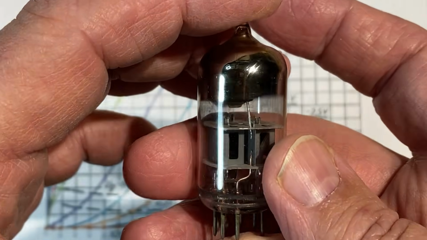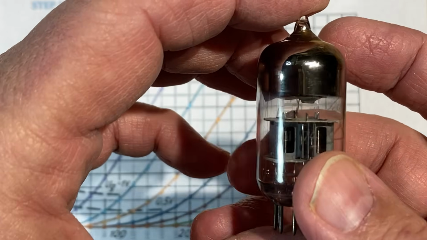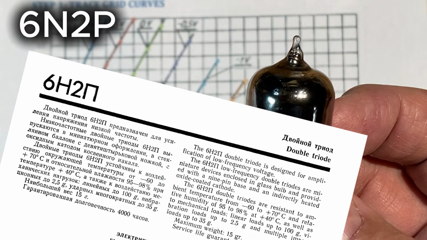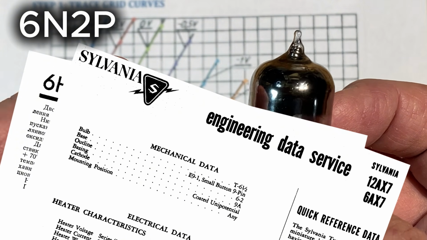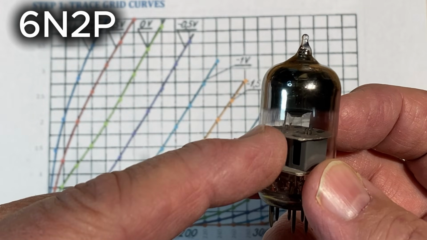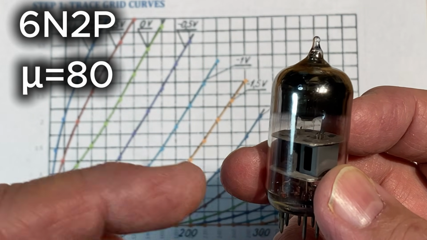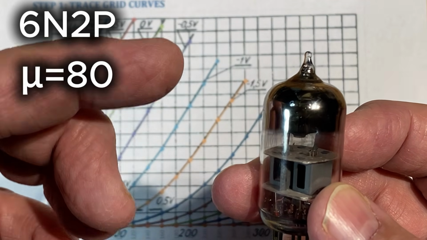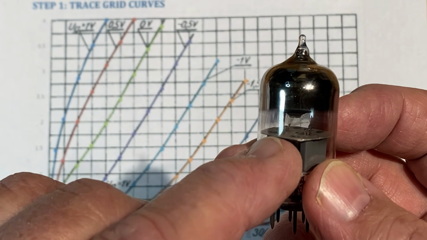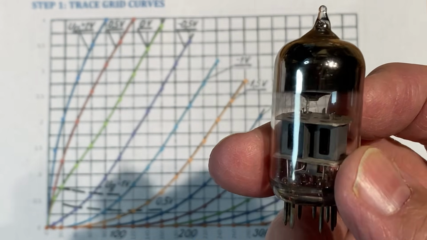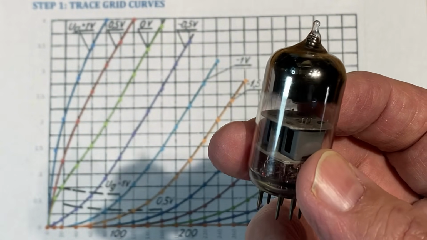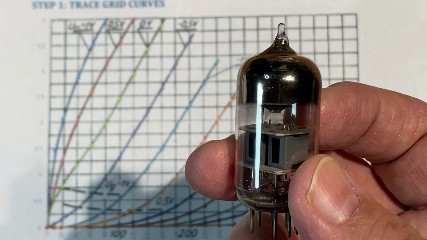So what I have here is an older Russian tube. This is a 6N2P dual triode. It's related to the 12AX7, but the mu factor or the amplification factor for this Russian tube is only about 80. For a 12AX7, it's as high as 100. So it's not quite as powerful in terms of amplification, but it's nearly identical. And I also happen to have a box of these, so they're easy for me to experiment with.